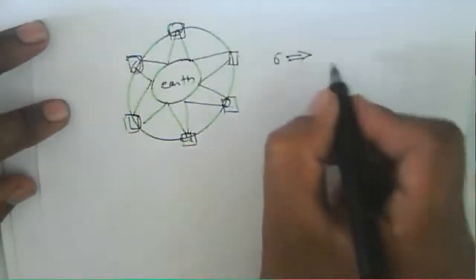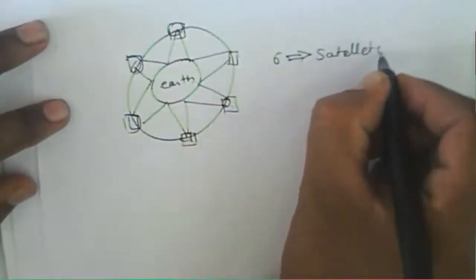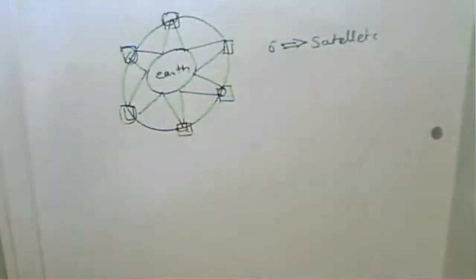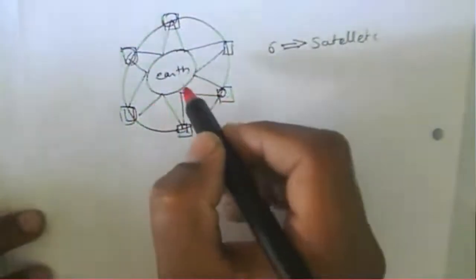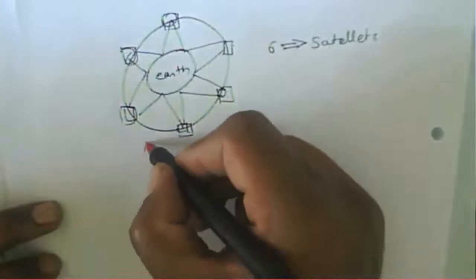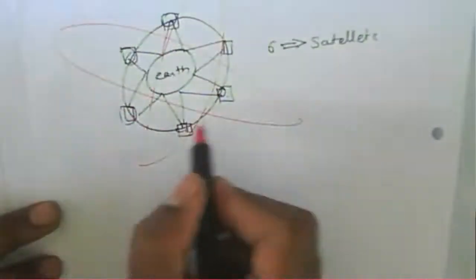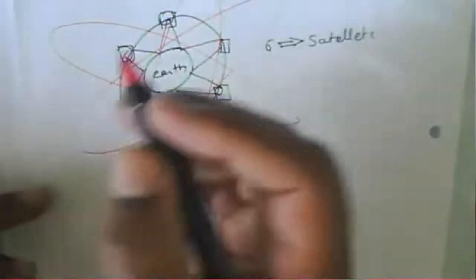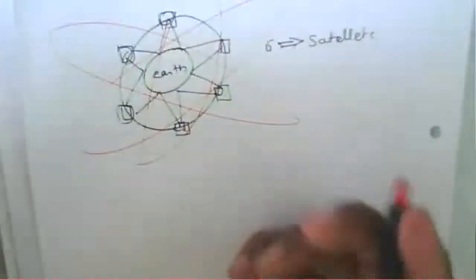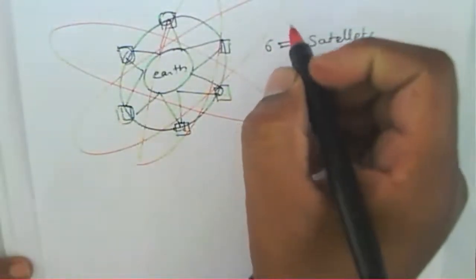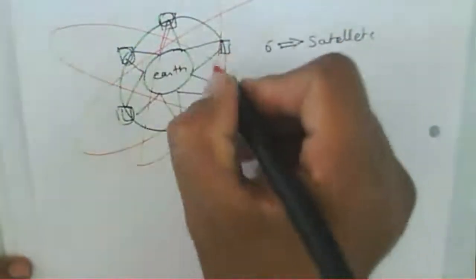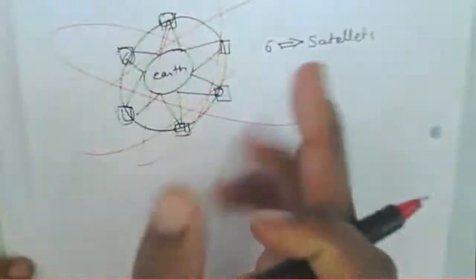Now suppose, for example, 1, 2, 3, 4, 5, 6. Here we say 6 satellites are required, but those 6 satellites are in one orbit only. We need a constellation of satellites, because every satellite covers the area in a given region, so we need another orbit. Likewise, we need different orbits because we need to cover the whole Earth. So we need multiple satellites in multiple orbits.